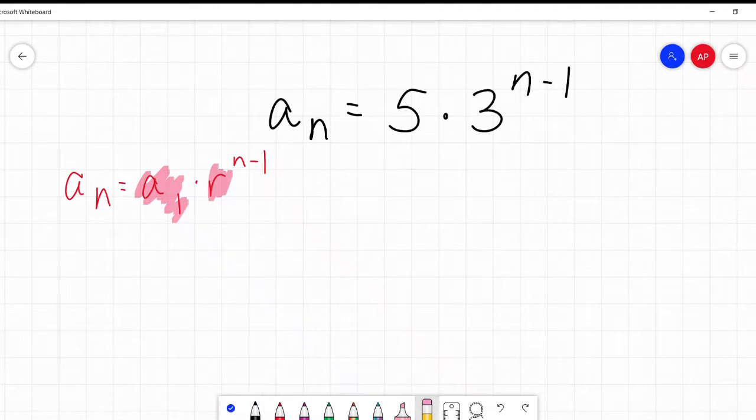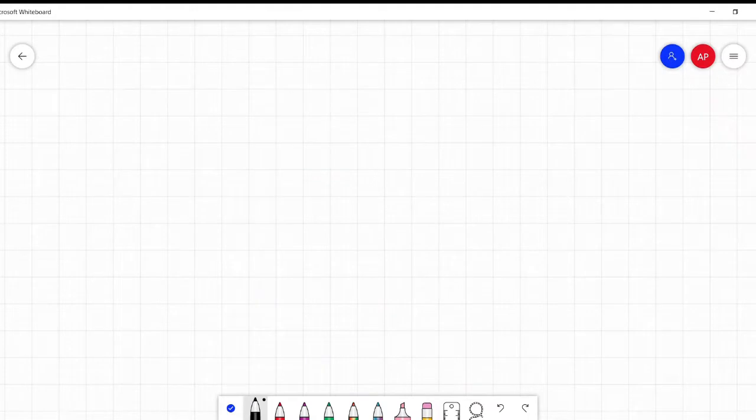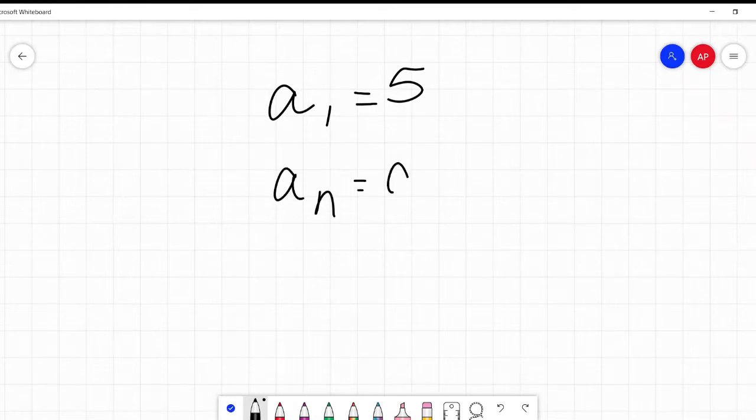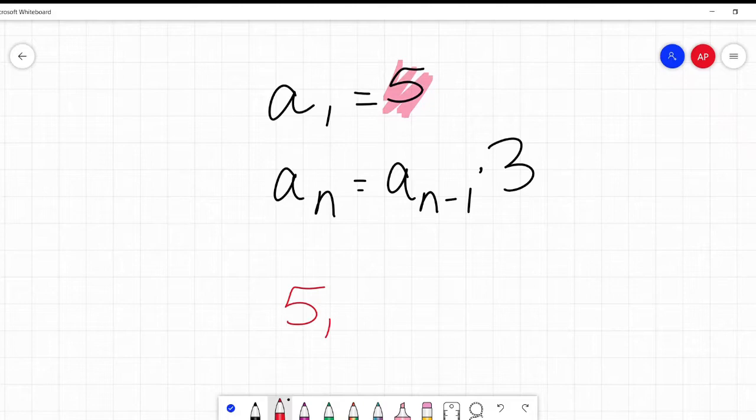So there's our sequence. This same thing, they might give it to you like this. They might say a sub 1 equals 5. A sub n equals a sub n minus 1 times 3. Same information is being given. They're telling you what a sub 1 is. They're telling you the first one in the sequence, so that's 5.